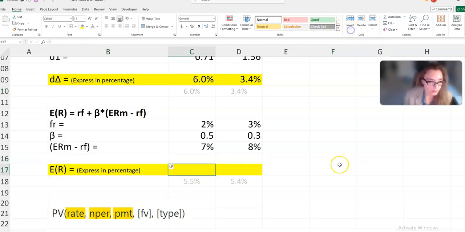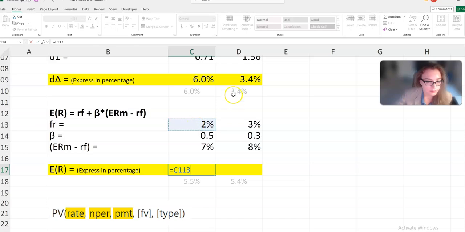Let's do this one. Expected return equals a risk-free rate, this plus beta multiplied by expected return minus risk-free rate, so the whole parenthesis, and this whole parenthesis is already calculated and it is 7%, so we don't really need this parenthesis, we can just multiply it by 7.